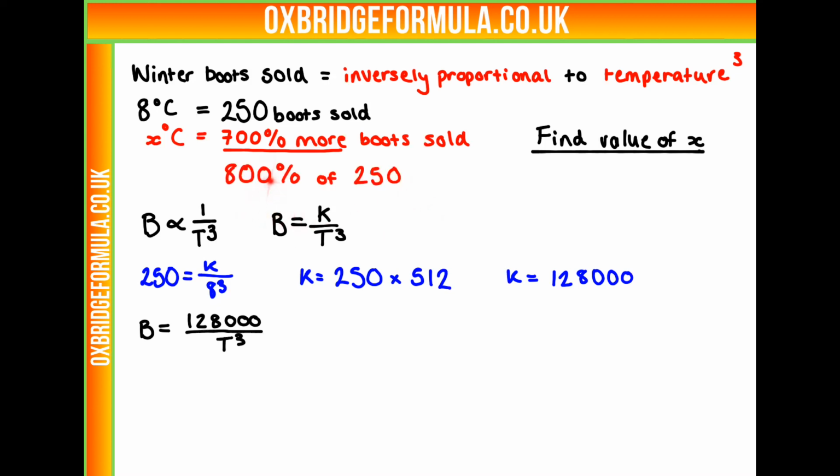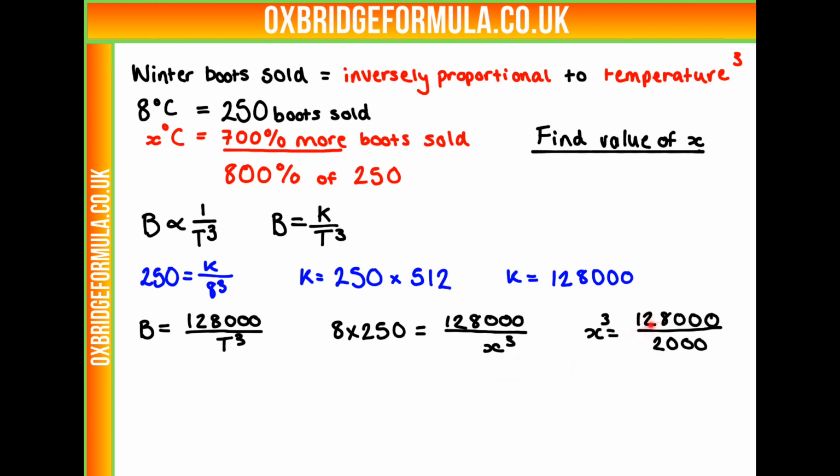Well, that's going to be 800% of 250, because we've got our original 250 and then 700% more. So we're adding an extra 700%, which is 800% overall. So that's going to be 8 times 250, that equals 128,000 over X cubed, with X what we're looking for. So how do we solve for that? Well, we're going to divide 128,000 by 2,000, which is 8 times 250, to give us, we'll cross out these 0s there, and it's just 128 over 2.